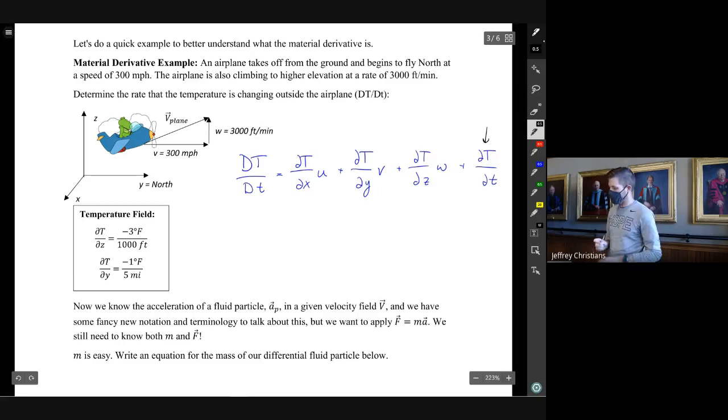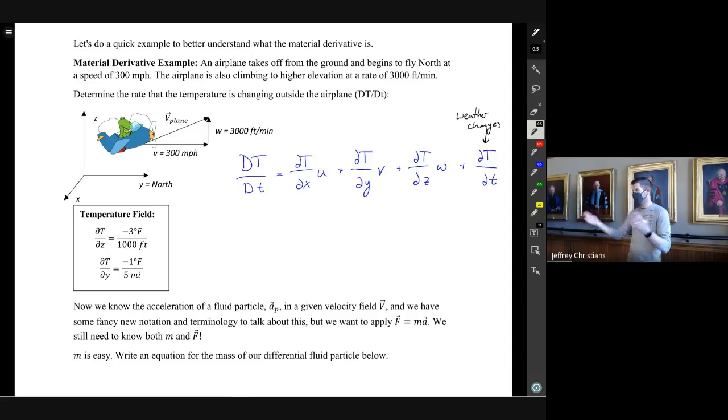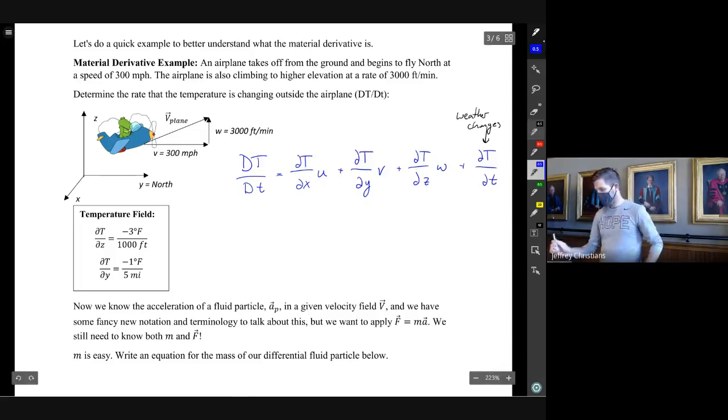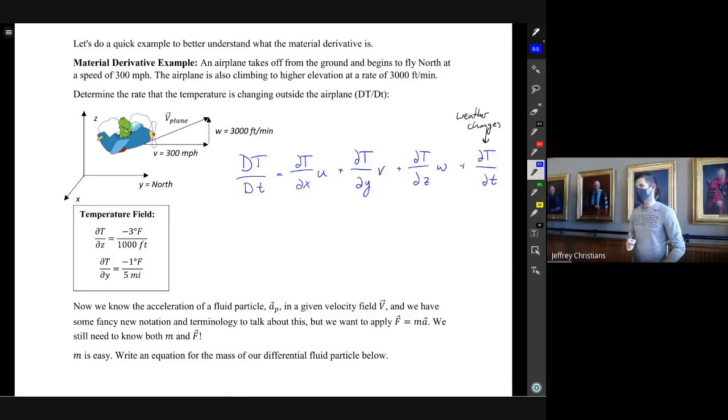This component here, the change in temperature with time, is where the weather changes, like the temperature everywhere starts changing. That would obviously affect you no matter where you are. If the weather changes, sure, your temperature is going to change. As it goes from morning to the middle of the day, the temperature is changing because the weather is changing. These other components are changes in temperature because you're moving from one location to a different location.